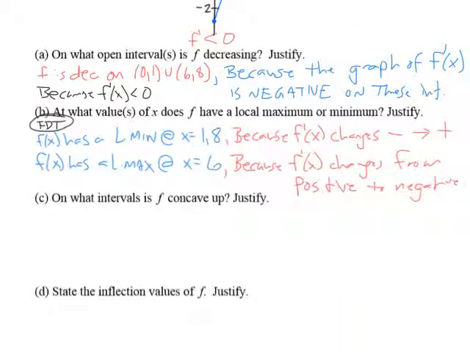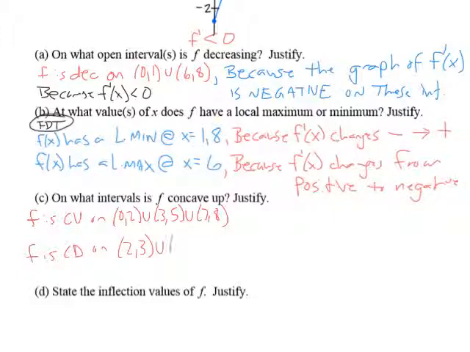So we can write this out that f is concave up on 0 to 2, 3 to 5, and 7 to 8. And then f is concave down on 2 to 3 and 5 to 7. And then we need to write the justification.